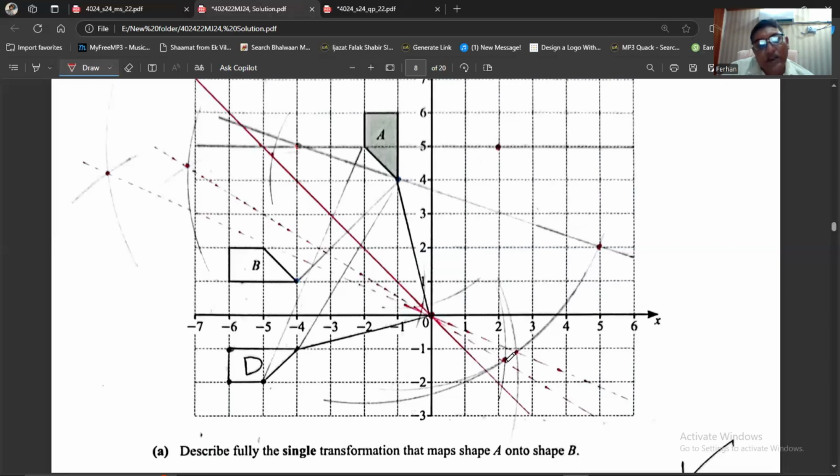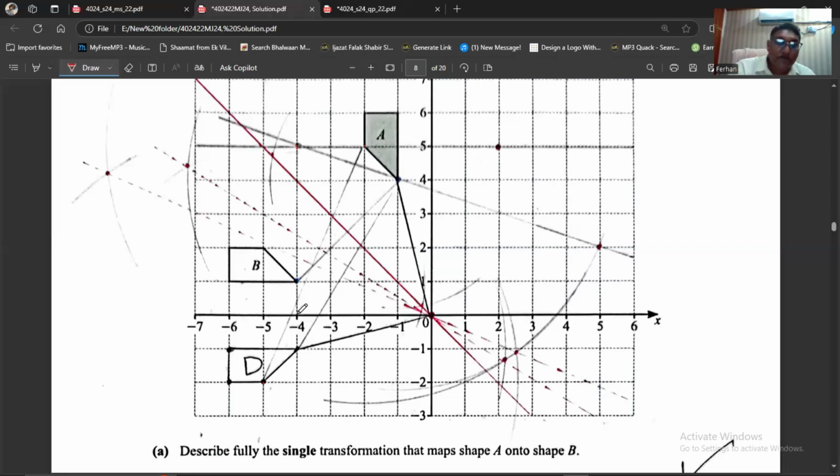So what I will do, I will join them, and you can see this red dotted line. This is the perpendicular bisector. I hope you understand how to draw the perpendicular bisector. When I join this point and this point, okay, then I will take some other 2 points. I will join this point and this point, and the same point on the image, the same point from the object, and the same point in the image.